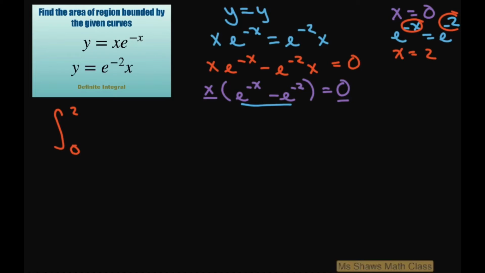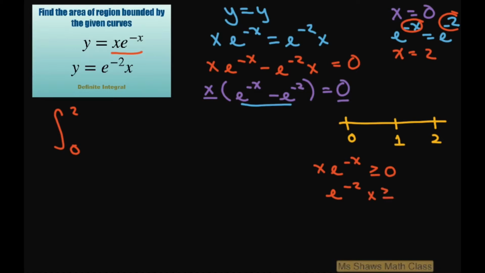You can graph this. This one's kind of hard to graph, or you can just look at it: if we're going between 0 and 2, pick a number in here, say 1, and compare x times e to the power of negative x and e to the power of negative 2x, and see which one's bigger. Which one's bigger is going to determine how you subtract these. So since we're going from 0 to 2, let's choose 1.